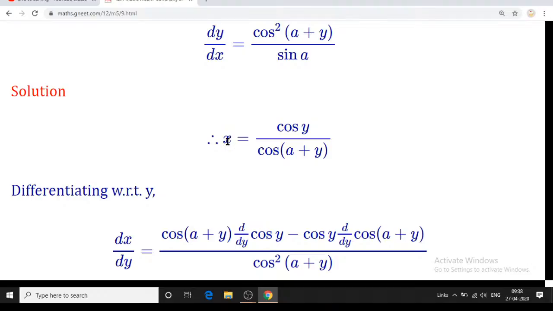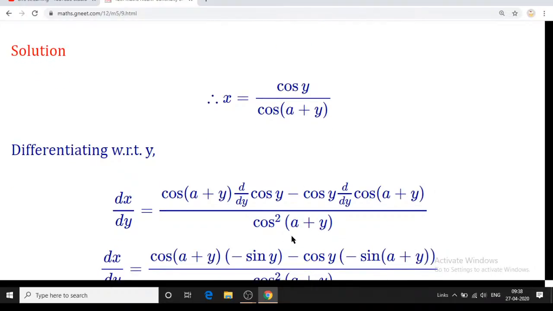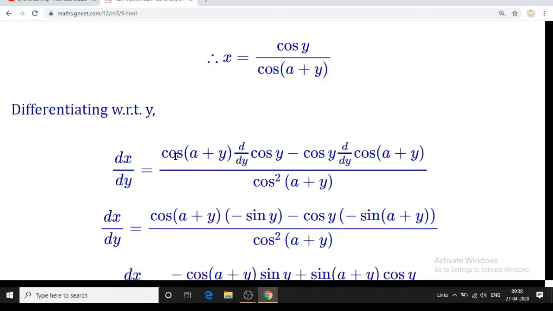So x derivative will not be 1, it will be dx by dy. Here, cos of a plus y into derivative of cos y minus cos y into derivative of cos of a plus y, upon cos square a plus y. Here cos of a plus y, what is the derivative of cos y? It is minus sin y. Derivative of y with respect to y is 1, so it becomes a minus sin y, minus cos y. Derivative of cos of a plus y will be minus sin of a plus y, upon cos square a plus y.